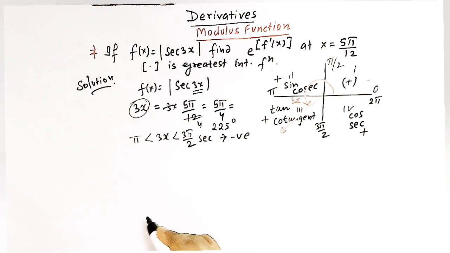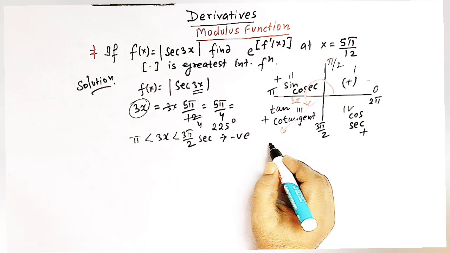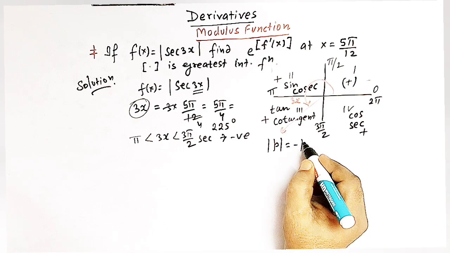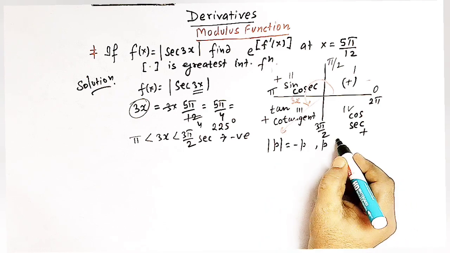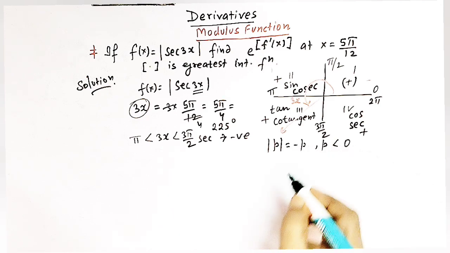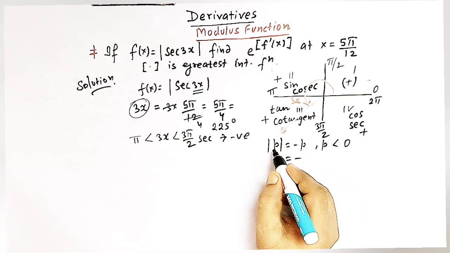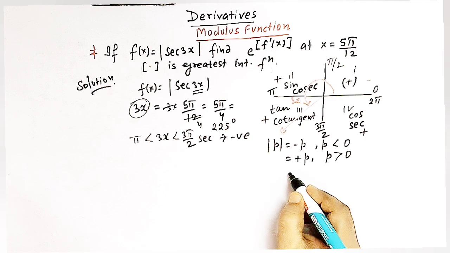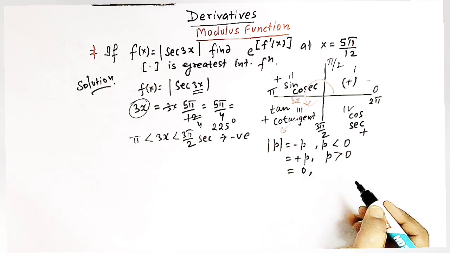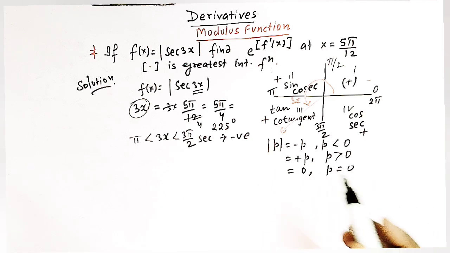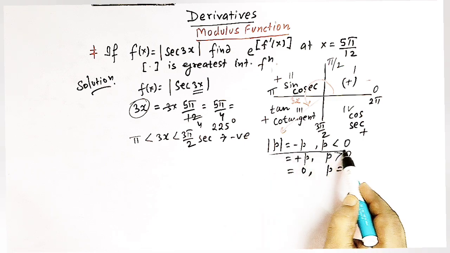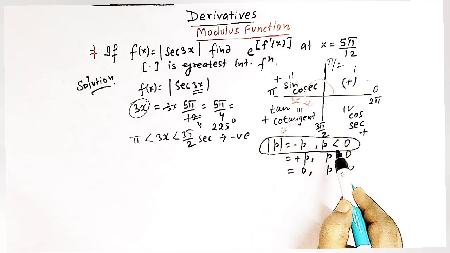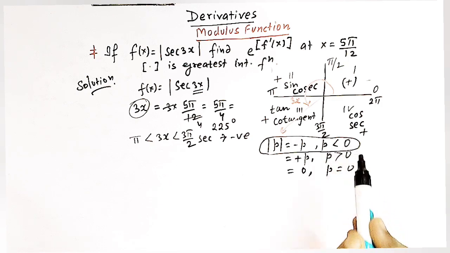Now let us quickly see the definition of mod function. Mod of p is defined as negative p when p is less than 0. We can also define mod p as positive p whenever p is greater than 0, and mod of p is 0 when p is 0. But here I will use only this part of the definition. So mod of p is negative p when p is less than 0.